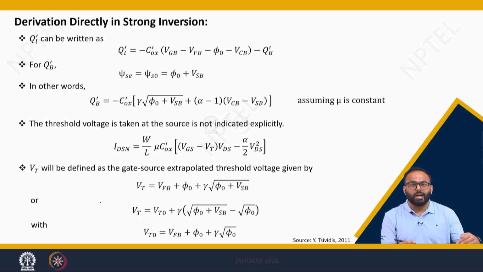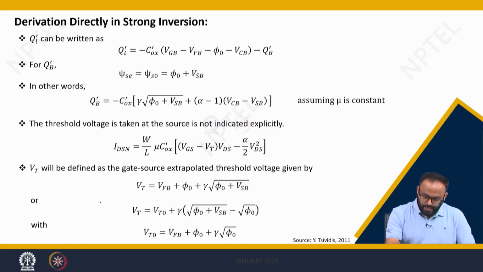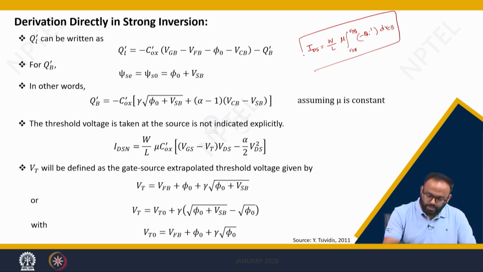Let's move further and ask a question: can we not derive this equation by simple calculation instead of going again for the surface potential charge equations? So yes, we know the equation IDS is equal to W divided by L mu into Cox dash, or mu into integration of minus QI dash into dVCB. I can use the same equation and calculate the current, where QI dash now is the linearized QI dash you need to take care of.